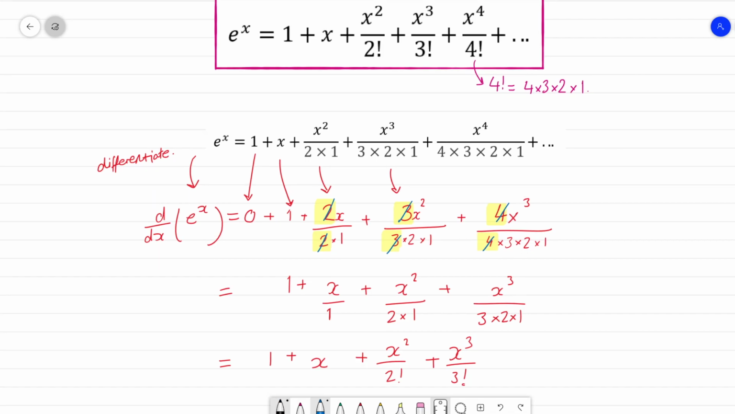So the key here is that differentiating e to the x just gives us the exact same expression. Again, the differential of e to the x is e to the x. So it turns out that e to the x is the only function with this property that it differentiates to itself. And that's quite a powerful property that sees it crop up in many different areas of maths.